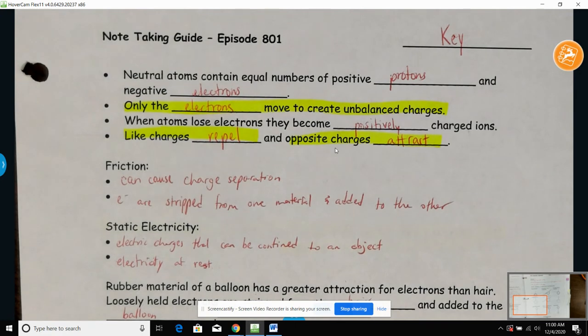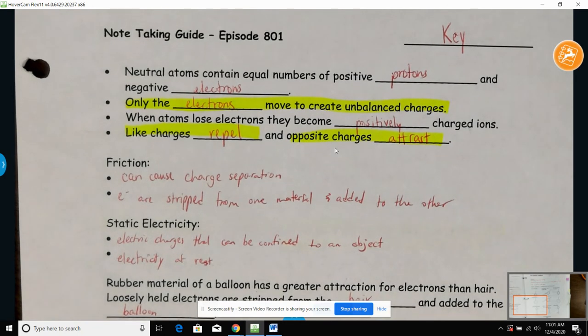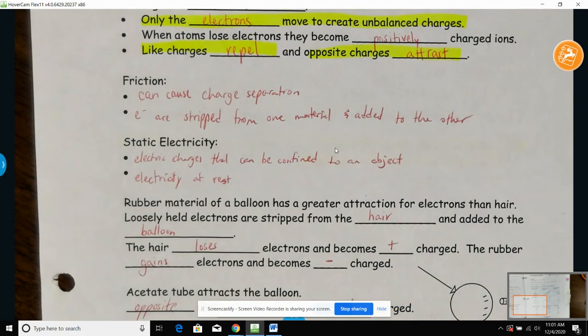Friction can cause a charge separation. Electrons are stripped from one material and added to another, depending upon their affinity for the electron, how strong a hold they have on them, which has to do with the electrostatic series, which we'll talk about in a second. Static electricity: electric charges that can be confined to an object. We can call it, quote unquote, electricity at rest.